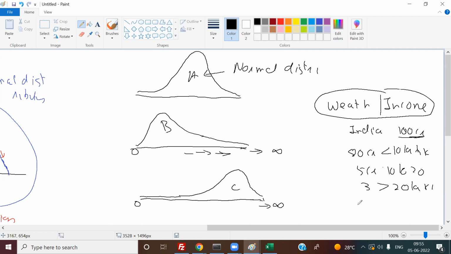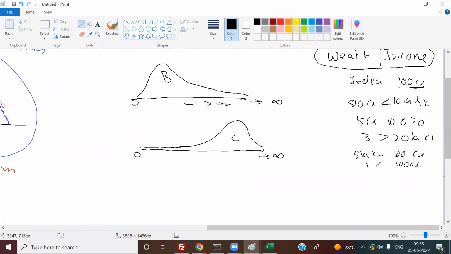And there may be some 5 lakh people who would be earning more than 100 crore per year. And there would be, let's say, 1 lakh people who would be earning 1,000 crore. And there would be, let's say, I'll not say 1 lakh, but let's say 1,000 people who would be earning more than 1,000 crore per annum.